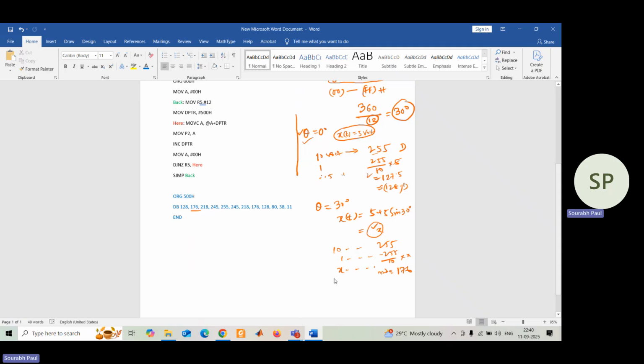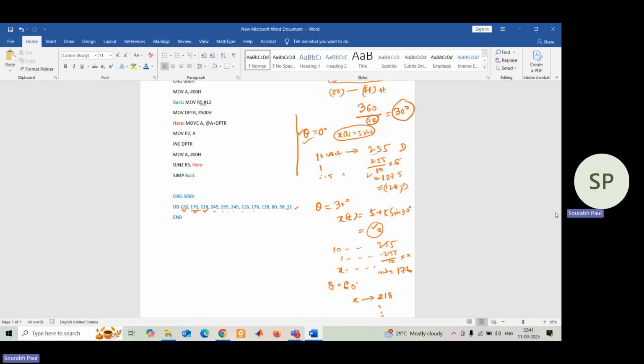Likewise, if you take theta equal to 60 degrees, then the analog voltage you will get has a corresponding digital value in the decimal number system of 218, and so on. So you save all these 12 values. You can use the decimal number system also to save these values, and the values are 128, 176, 218 and so on. So these are the 12 values.